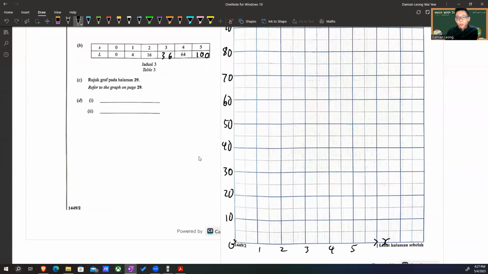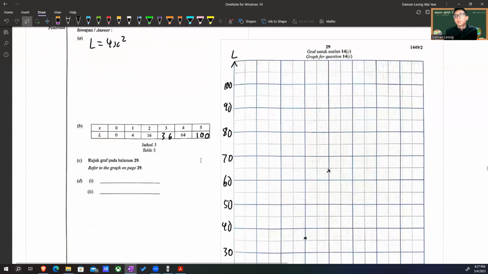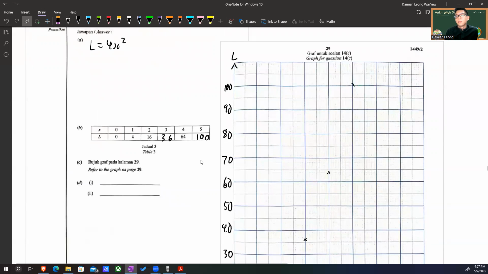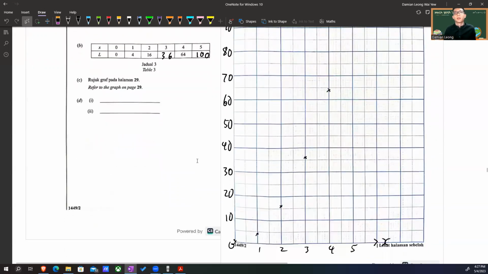So 1, 4, 2, 16, 3, 36, 4, 64, 5 is 100. Then we just draw the curve. Try to draw it as smooth a curve as possible.